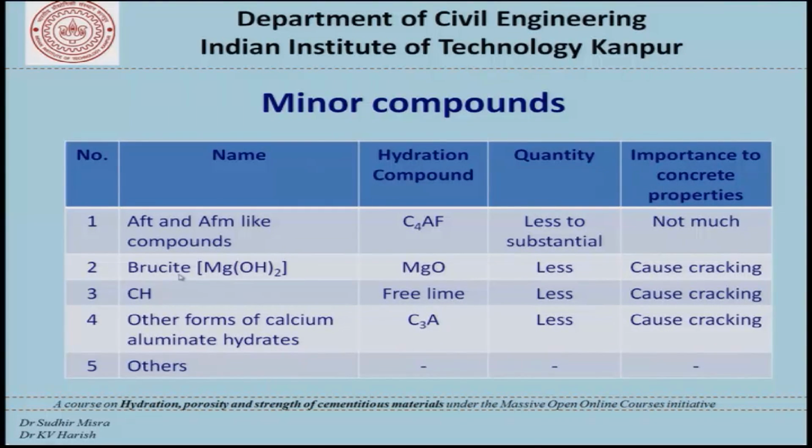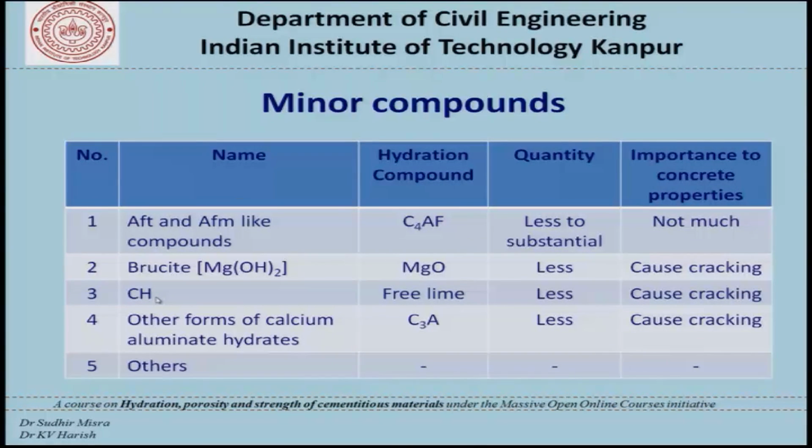Other compounds such as brucite, remember we discussed brucite probably in the 4th or 5th lecture, where brucite is nothing but magnesium hydroxide formed because of the hydration of magnesium oxide present in cement. And remember that usually these cements have to be within some limit, and the quantity is generally low, but with regard to concrete properties they cause cracking and they are not usually preferred in the mixture.